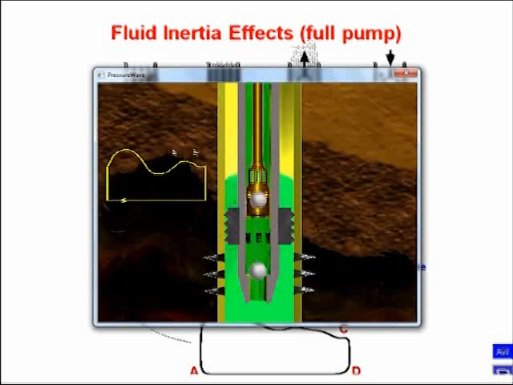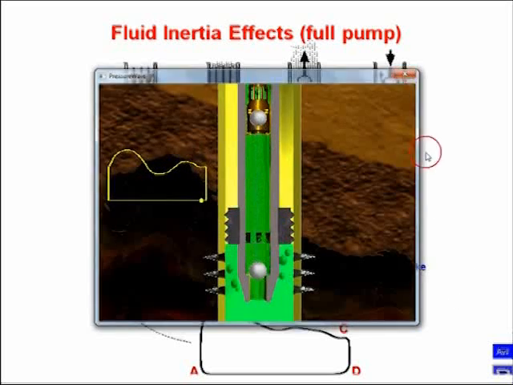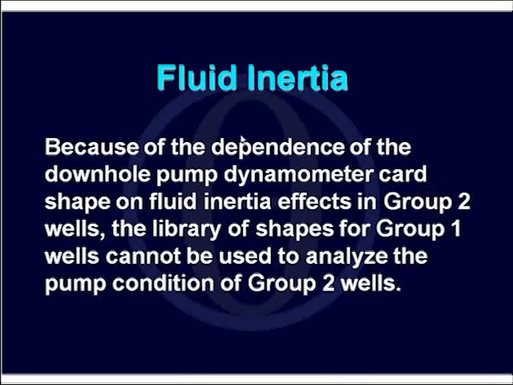So as you can see, this card shape here does not look like a rectangle, and that's very typical for group 2 wells. Okay, so the conclusion is, because of the dependence of the downhole dynamometer card shape on fluid inertia effects in group 2 wells, any kind of library that you have for how to interpret downhole pump card shapes only works for group 1 wells. It doesn't really work for group 2 wells very well.